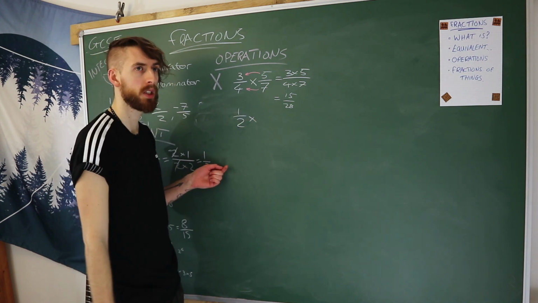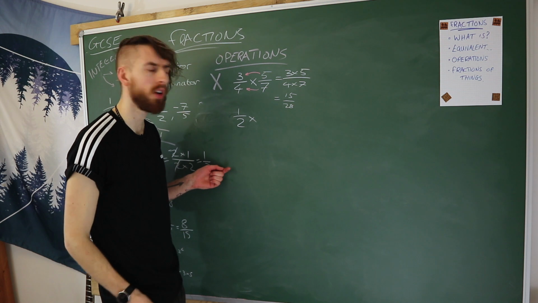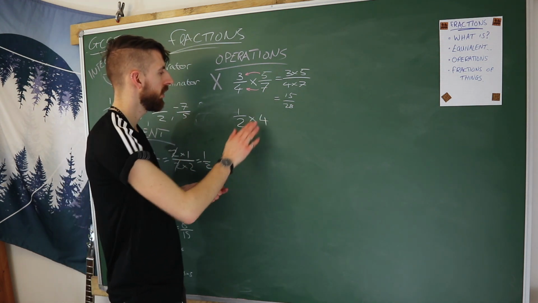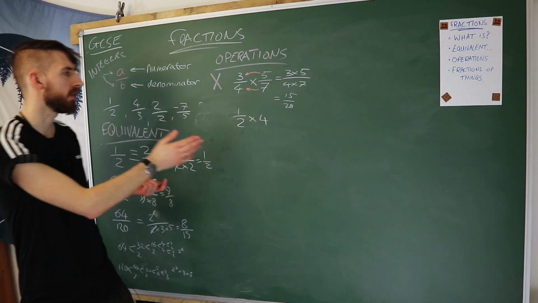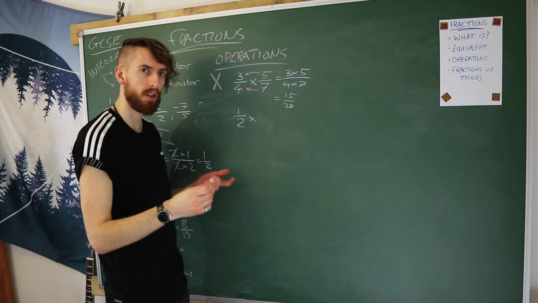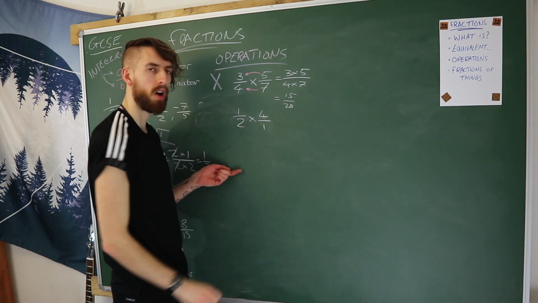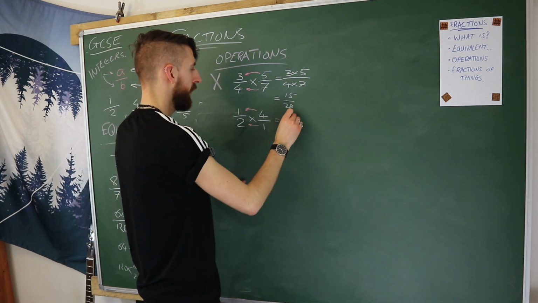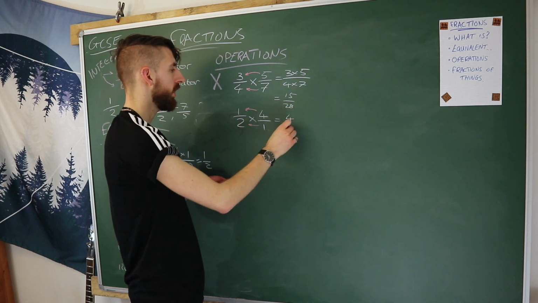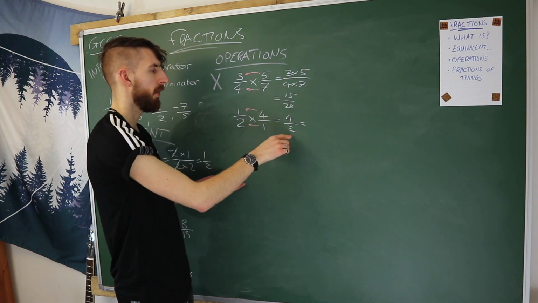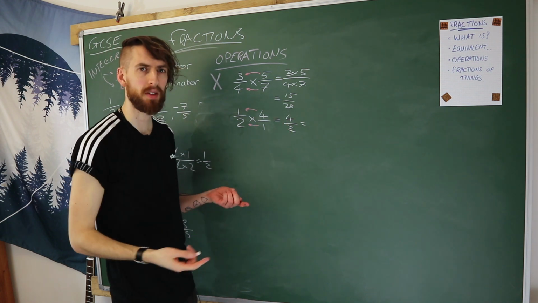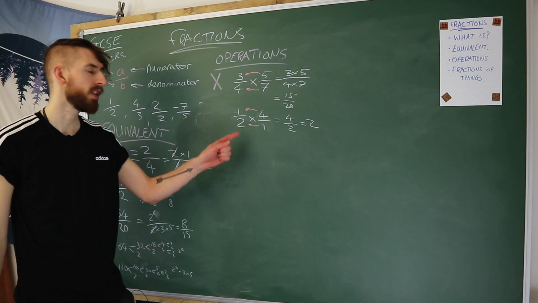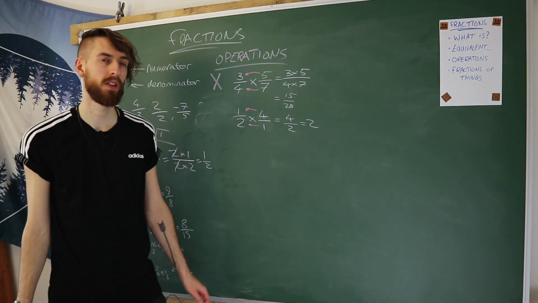1/2 times... What if it was a whole number? 1/2 times 4. Well, like I said earlier, that 4 we could write as actually a fraction of 4/1, which then you do the same process and you get 1 times 4 is 4, 2 times 1 is 2, it's 4/2, which you can cancel down to something equivalent, so it's just 2. What you've done there is you've done half of 4. That's what that means.